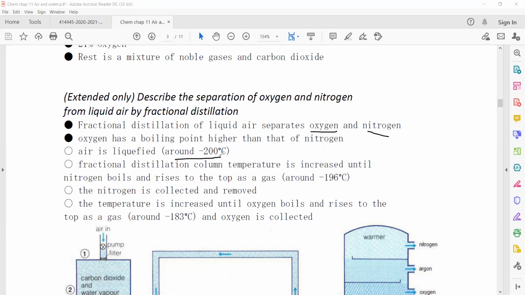Air liquefies at minus 200. So the fractionating column temperature is increased until the nitrogen boils and rises. Nitrogen's boiling point is minus 196. So first we cool the air to a temperature of minus 200, so air is liquid. But as it gains energy, its temperature starts to increase. Once it reaches minus 196, nitrogen will convert from liquid to gas, because that's the boiling temperature of nitrogen. And once the temperature reaches minus 183, the oxygen starts to convert from liquid to gas.